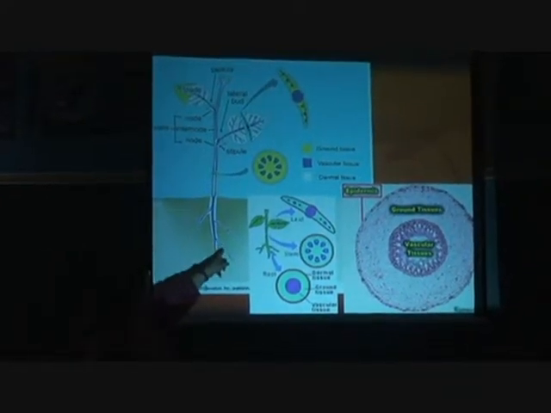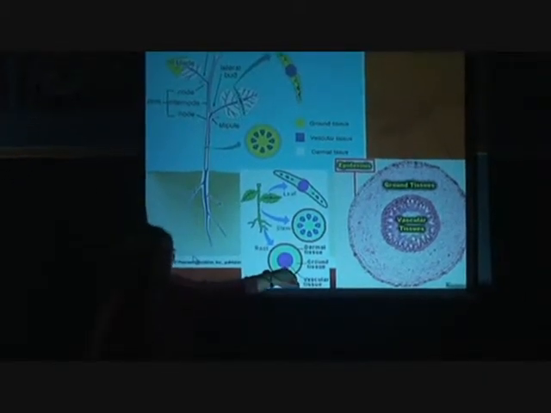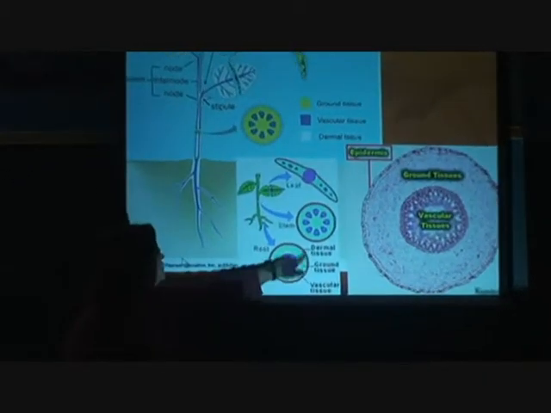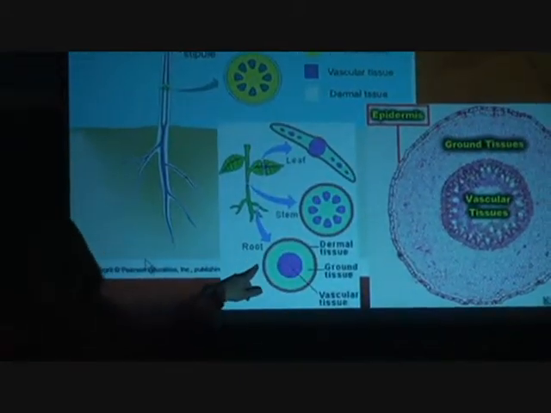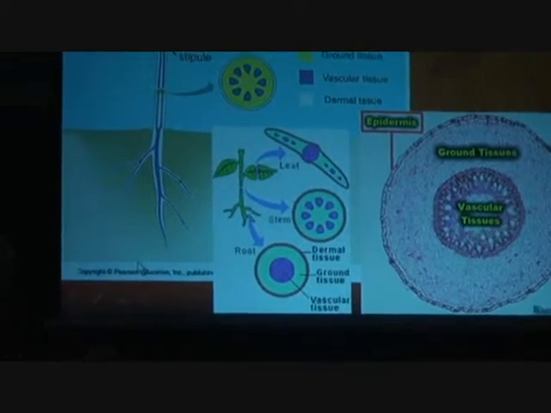And then here is the root down here. And so basically your vascular tissue in the root is in the center, and then you have the ground tissue, and then you have, again, your dermal tissue. So it's basically, I mean, that's it. That's the only tissues they have.